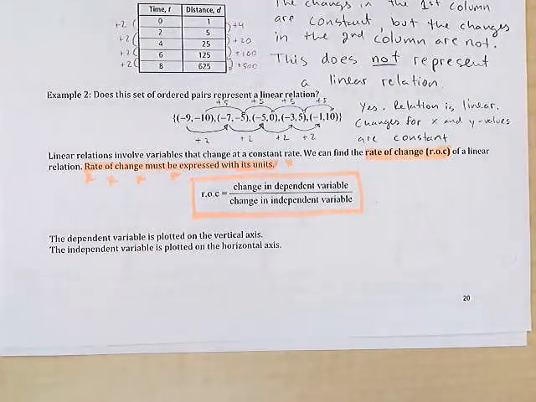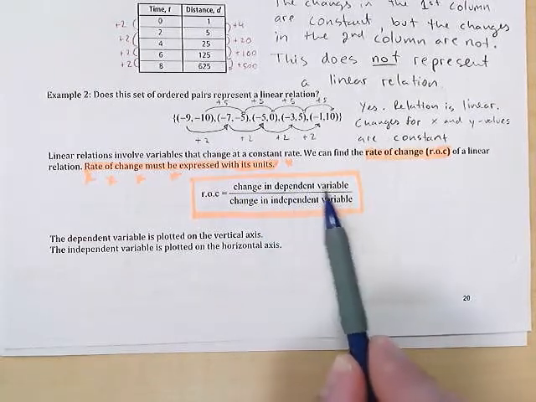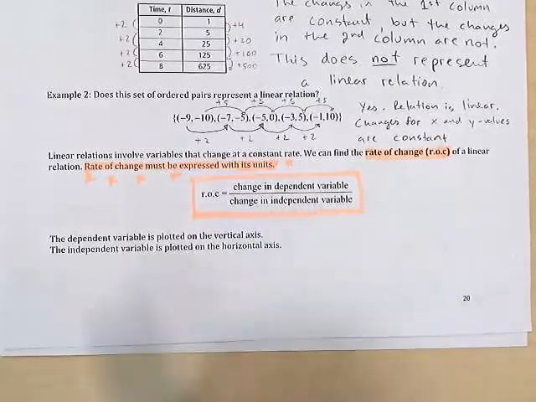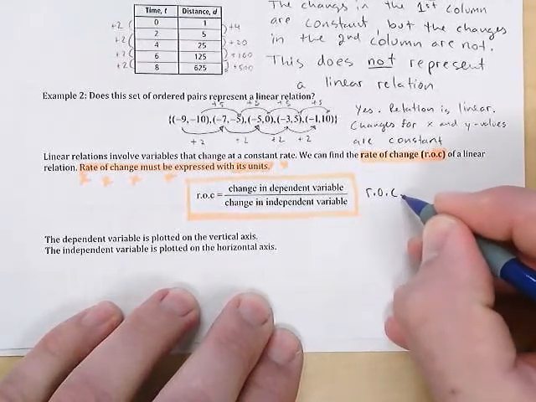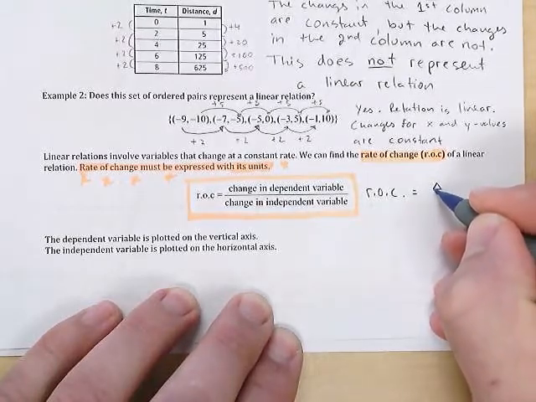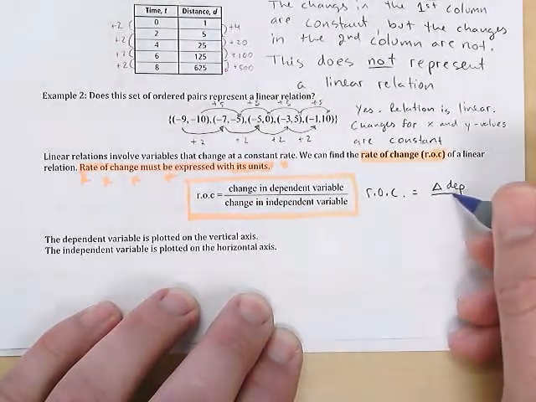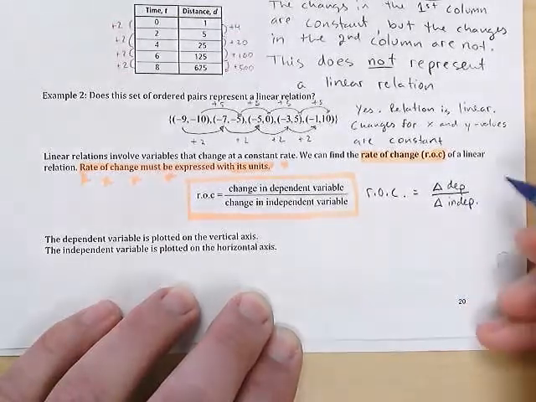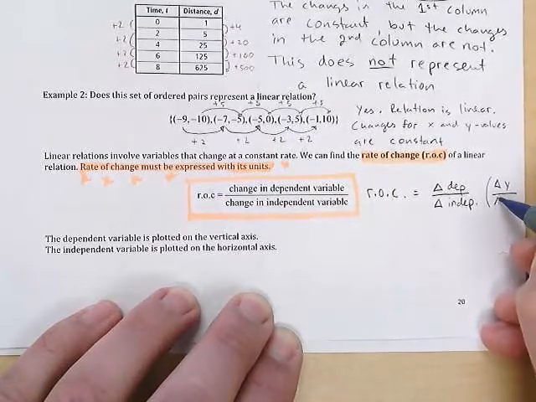The rate of change, right, is equal to the change in the dependent variable over the change in the independent variable. So I'm going to rewrite this and shorten it a little bit. The rate of change can also be looked at as, this is the change. Delta is the change of the dependent variable over delta of the independent variable. You can also think of it as the change in the y values over the change in the x values.